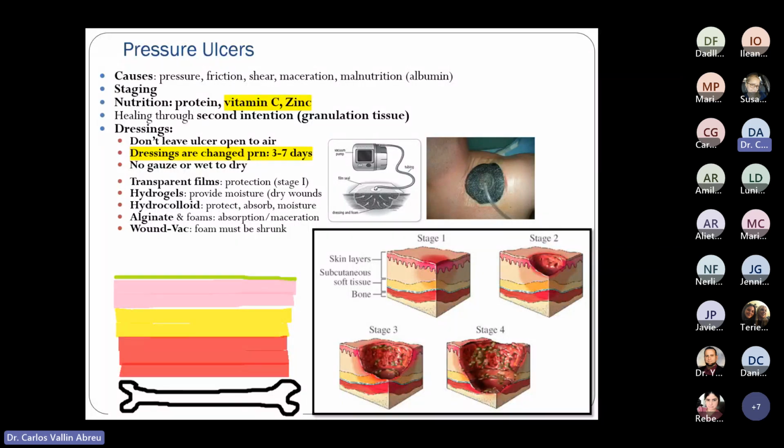Those are areas in which the bone is protruding in the skin without cushion. If the client is supporting the weight on those bony prominences, then a necrosis of the skin is going to be produced.